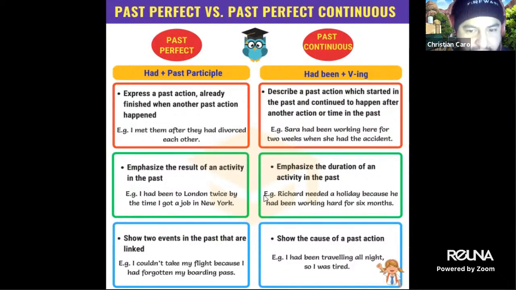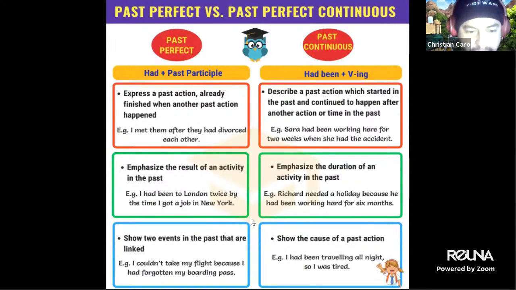What else here? Emphasize the results, duration. I'd, in this case, contraction. I'd been to London twice by the time I got a job. Richard needed a holiday because he had been working. Lo mismo que antes, pero ahora como en comparación directa. Okay, pretty much clear, I think. For 6 months, which is more specific.